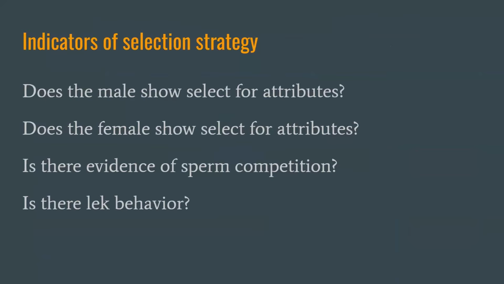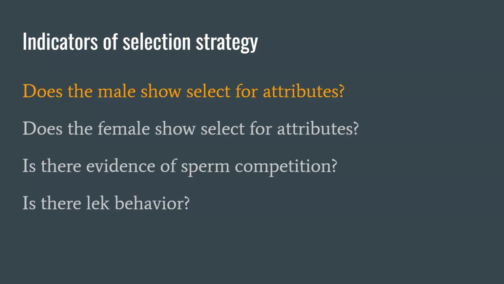So if we want to look for indicators of selection strategy among a species, you look for things like, does the male show selection for specific attributes? Does the female show selection for specific attributes? Because that tells you who does the picking and choosing, right? Is there evidence of sperm competition? Because that tells you what their mating practices are like. And is there lek behavior?